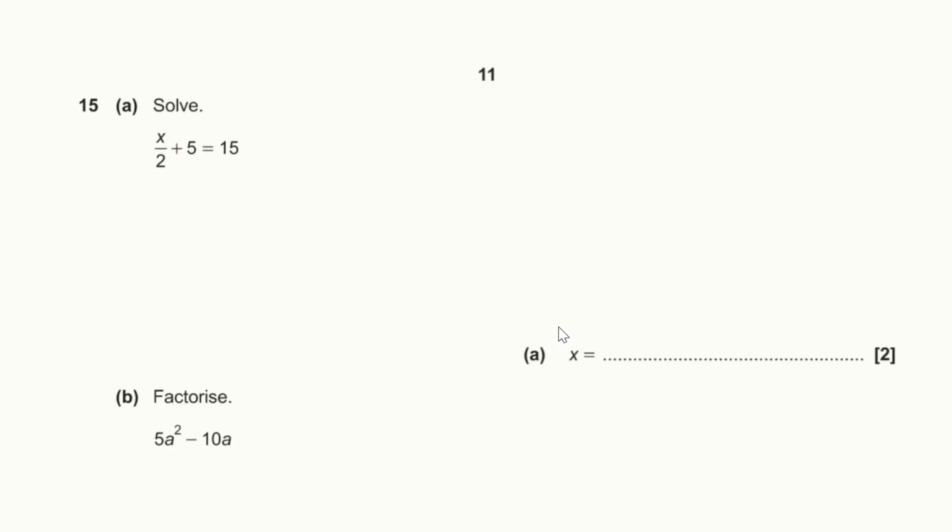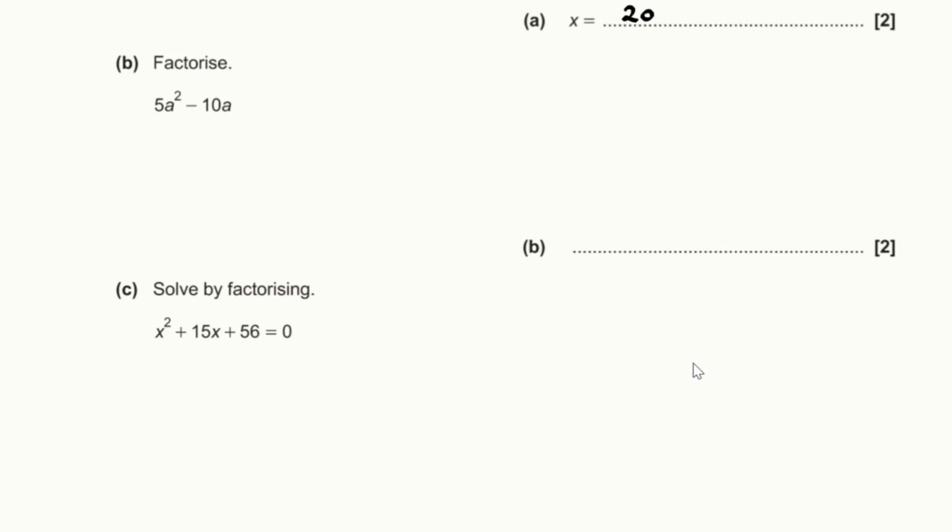Question number 15. For part A, we have to solve x over 2 plus 5 equals 15. First of all, if I subtract 5 from both sides, we end up with x over 2 equals 10. And if I multiply both sides by 2, on the left hand side we are left with x, and on the right hand side 10 times 2 is 20. So x is equal to 20.